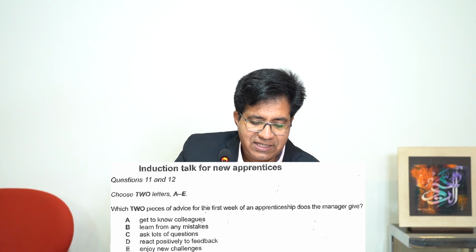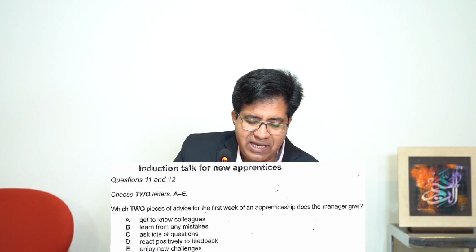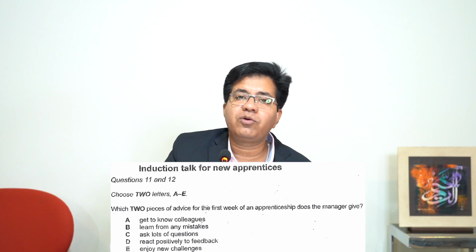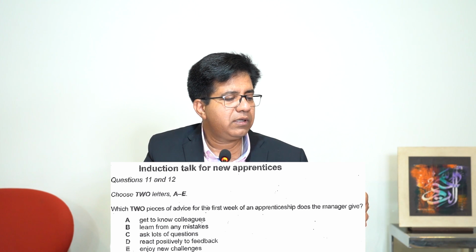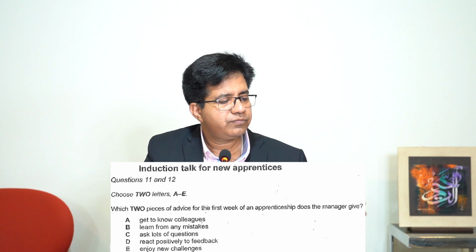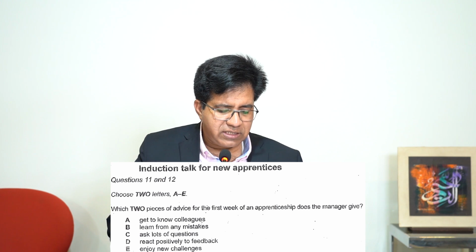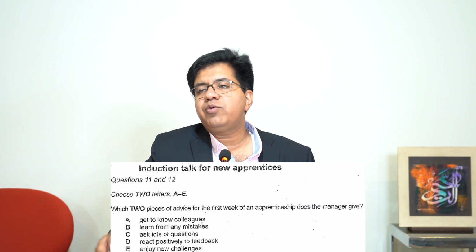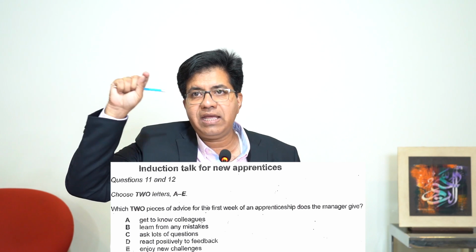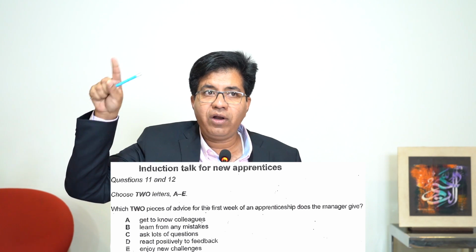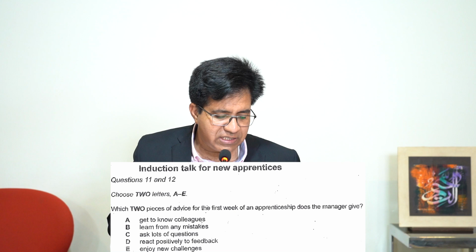What is that? That is exactly get to know colleagues. For colleagues, they use the word people, right? Okay, so the correct answer is C, A or AC, and you can write it in any order. 11A, 12C, or 11C, 12A, both ways it's right.